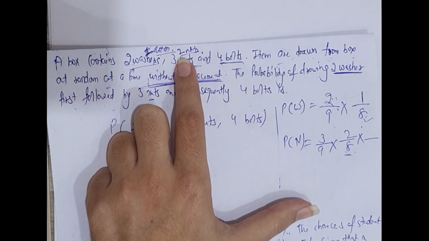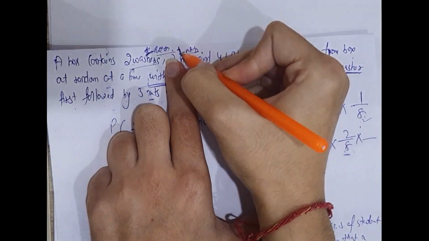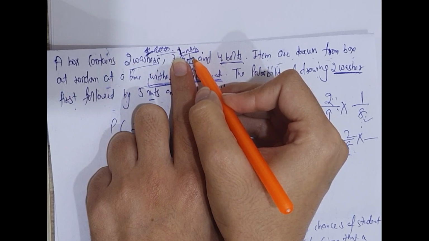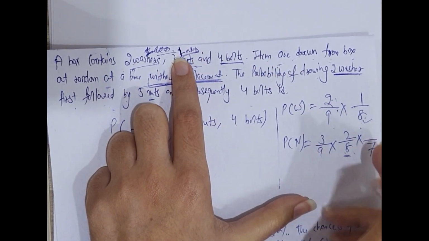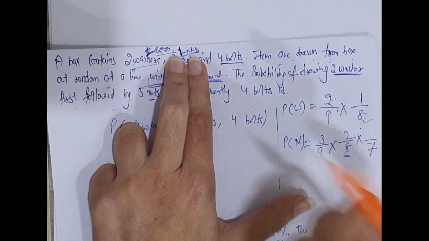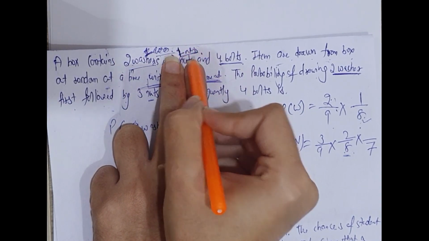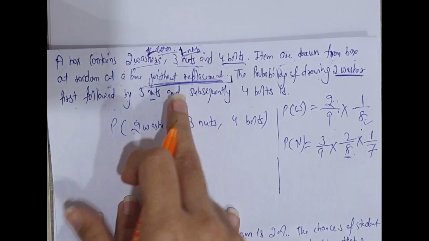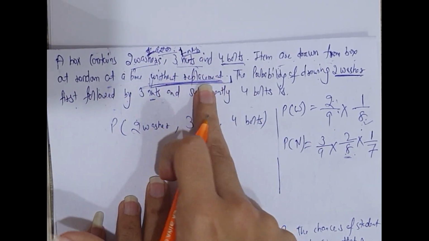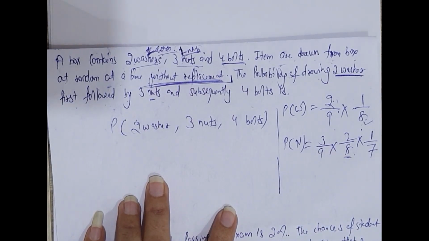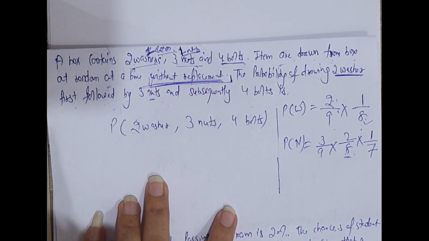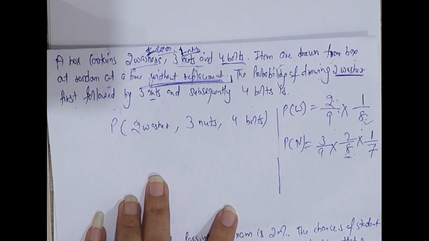If second nut is also drawn, then we are left with only 1 nut. Then total number of nuts are now 7. If total number of nuts are 7, then how many nuts are remaining? 1 by 7. This is a case when they say without replacement. In previous cases, they were saying with replacement, that they are drawing something from a box and they are putting it back. It means that total number remains same.